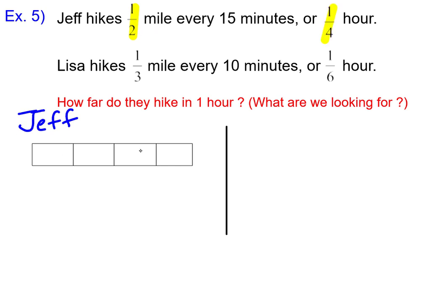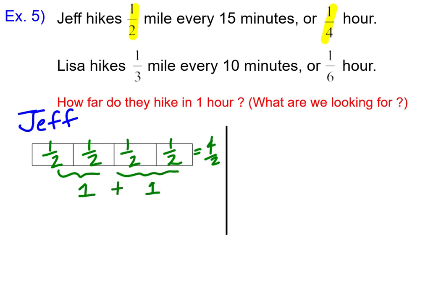So each of these blocks is worth a half. Here's a 1/4 of an hour, here's a 1/4 of an hour, here's a 1/4 of an hour, and here's a 1/4 of an hour. So together, if I added all these up, 1/2 plus 1/2 plus 1/2 plus 1/2, I get 4 halves, right? Because this is equal to 1, this is equal to 1, and 1 plus 1 equals 2. And doesn't 4 halves, 4 divided by 2, equal 2?